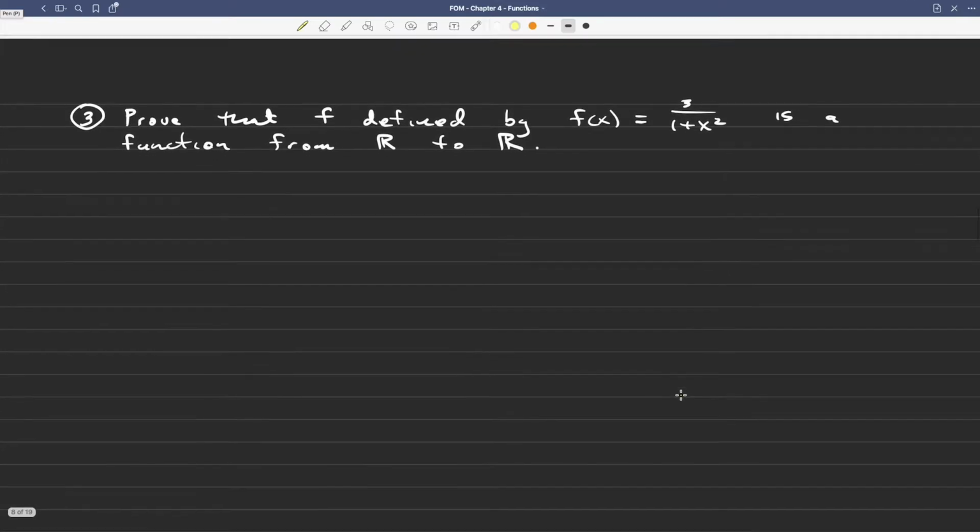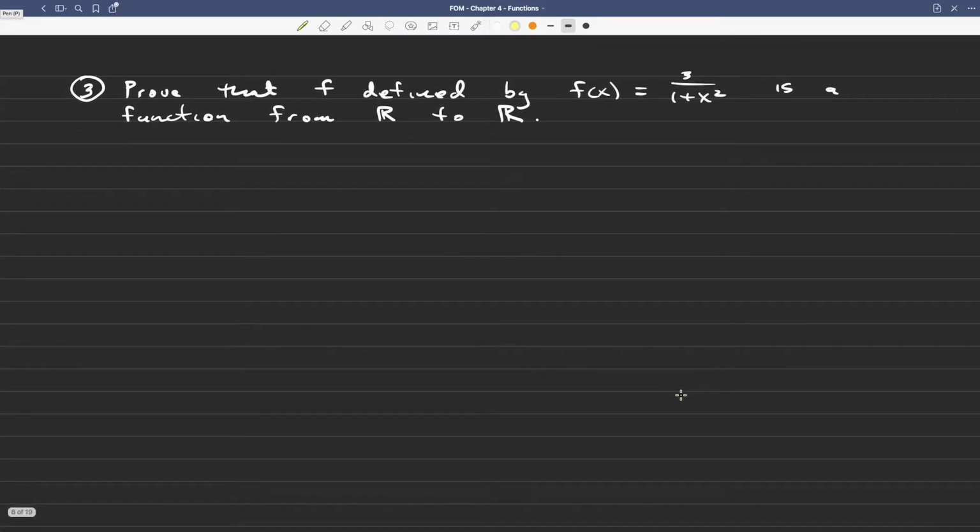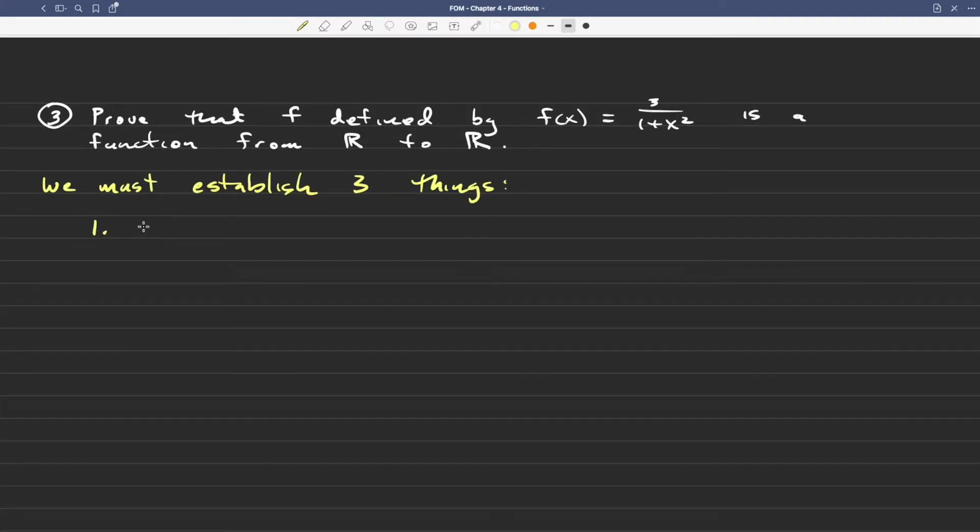Okay, let's take a look at number 3. Here we have a function defined by the equation f(x) = 3 over 1 plus x squared. And we want to prove it's a function from R to R. So here's what we have to do. We have to establish 3 things. 1, we need the domain of f to be all of R because we're trying to establish that this is a function from R to R. So the domain has to be all of R.